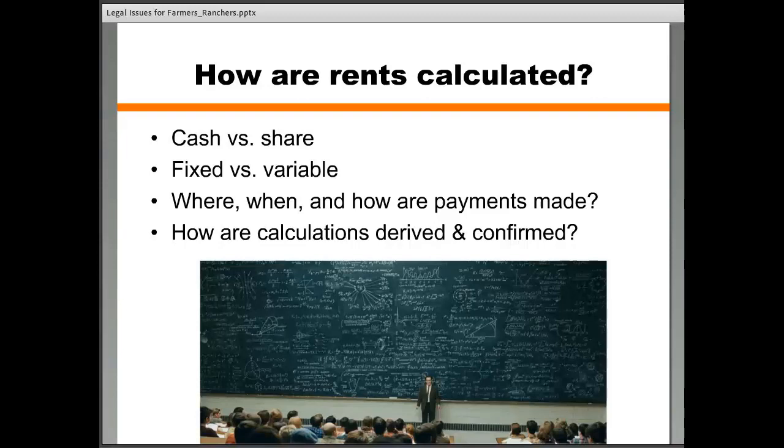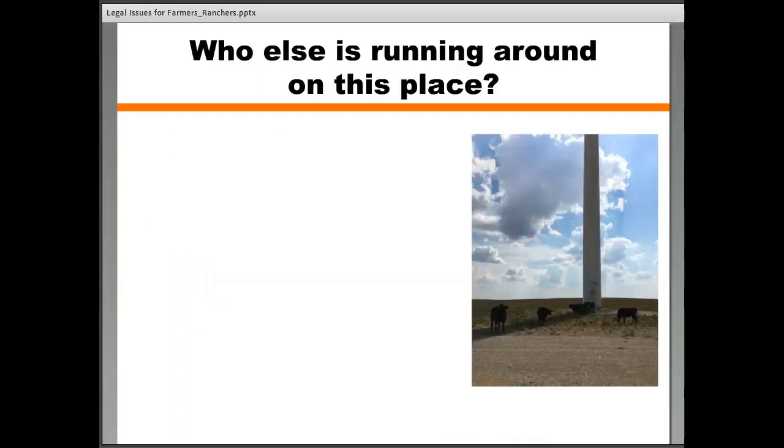Is it the posted local elevator price on a given day? Is it the local sale barn price? If we're talking about livestock factors. All these things need to be determined so that it's very easy and very clear for both the landlord and the tenant to look at that information and know objectively this is the number on which we're basing our calculations.